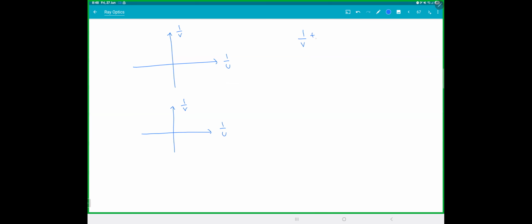So 1/V + 1/U = 1/F. This looks like y = y + x = constant. For a concave mirror, for a real object, V and U are both negative, so this will be in the third quadrant. For convex, it looks like this. Be careful with the sign conventions. Clear?